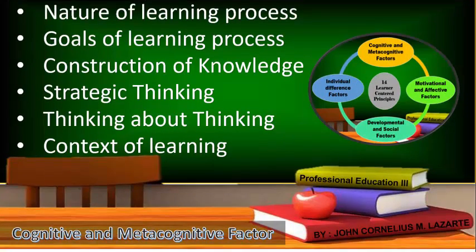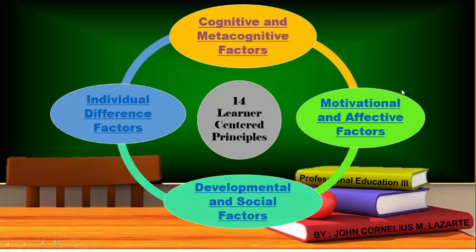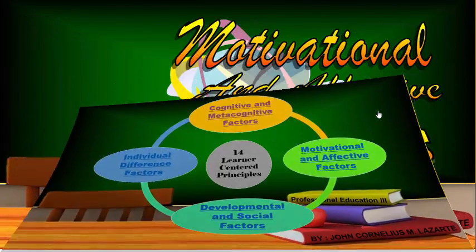So to sum it up, cognitive and metacognitive factors comprise the nature of the learning process, goals of the learning process, construction of knowledge, strategic thinking, thinking about thinking, and context of learning. Now let's go back here to the four categories. Now let's move on to the motivational and affective factors.